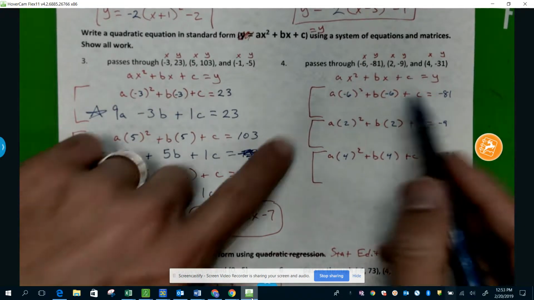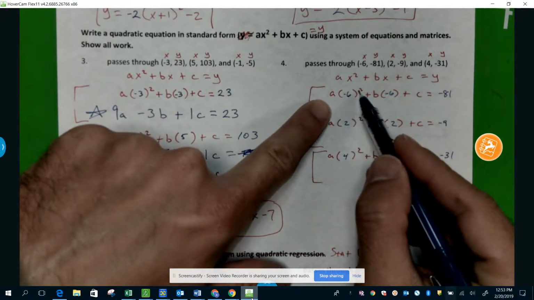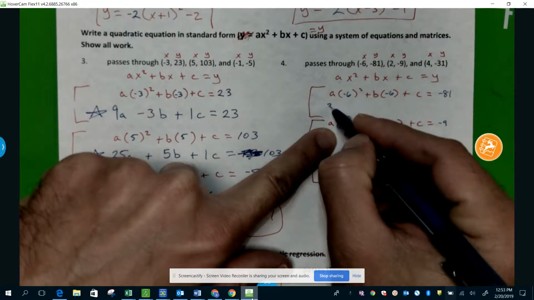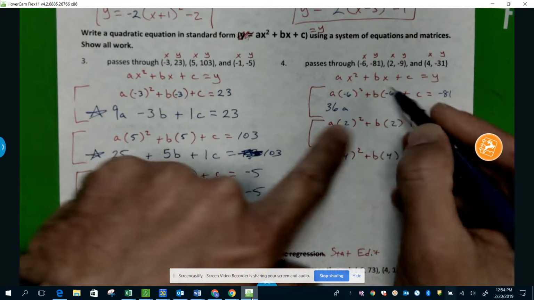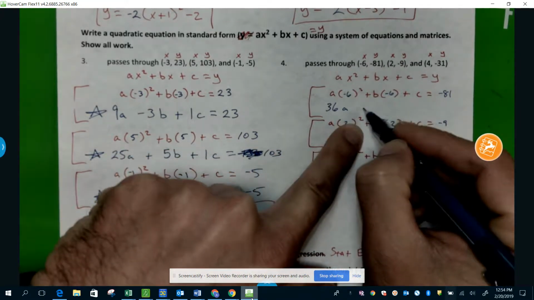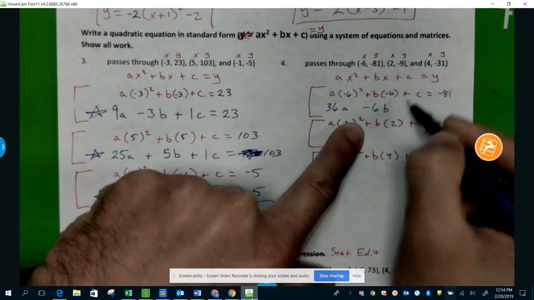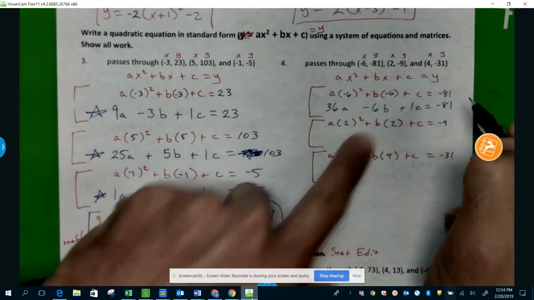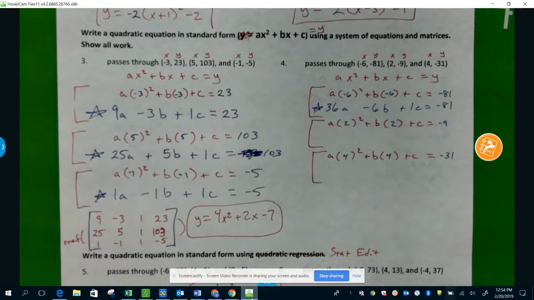So let's clean this up. Negative 6 squared, negative 6 times negative 6 is 36. I don't want to write a 36, I want to write 36a. In the middle, b times negative 6, well that's negative 6b, plus 1c equals negative 81. So this right here is going to be the first row of my matrix.